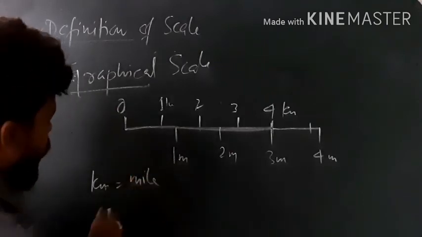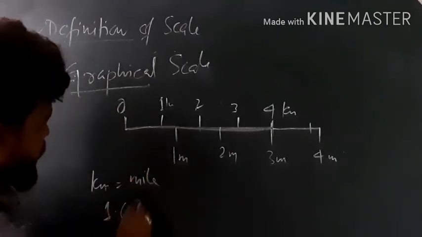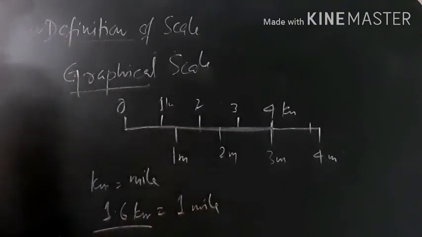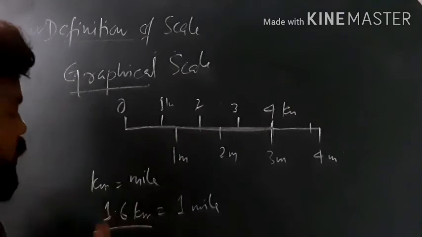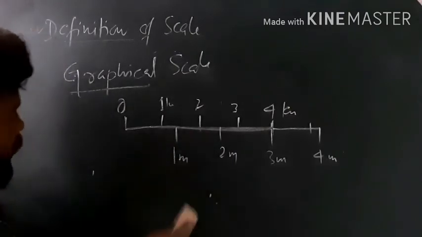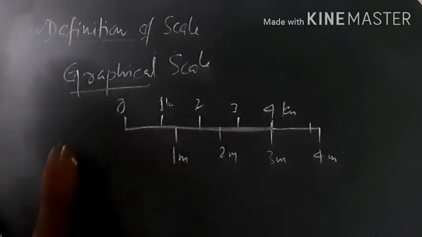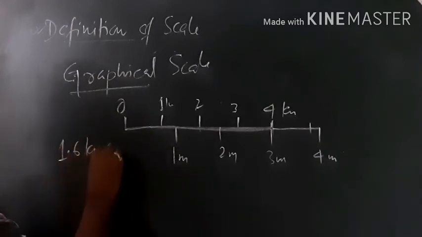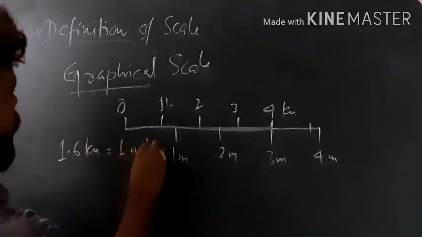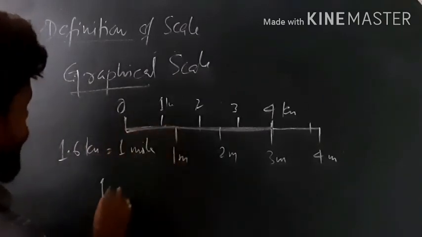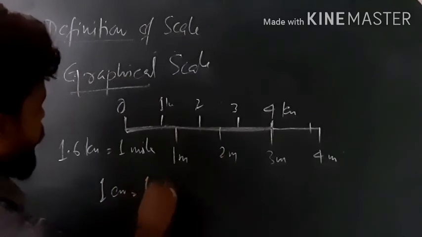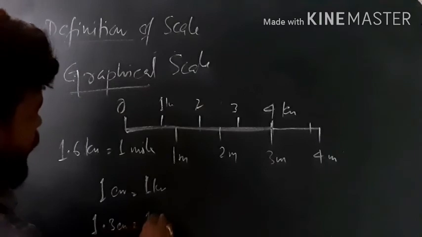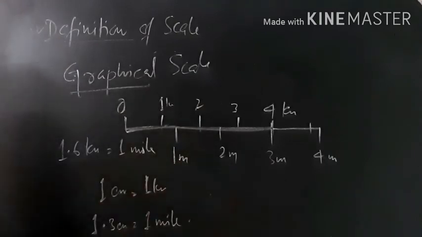Okay, so we know 1.6 kilometer is equal to 1 mile. You have to remember how much kilometer is there in 1 mile. But in general sense, we know 1.6 kilometer is equal to 1 mile. Okay, so this is very simple. Suppose we are representing 1 centimeter is equal to 1 kilometer, then definitely something like 1.6 centimeter is equal to 1 mile we have to represent. It is very simple, right?